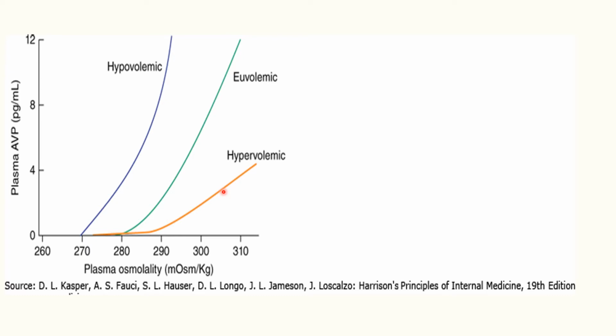So I hope you understand here. You can look at this and you will understand. The effective arterial circulating volume has an overriding effect on the osmolar signals to the posterior pituitary. If there is a contrast distinction between the two.